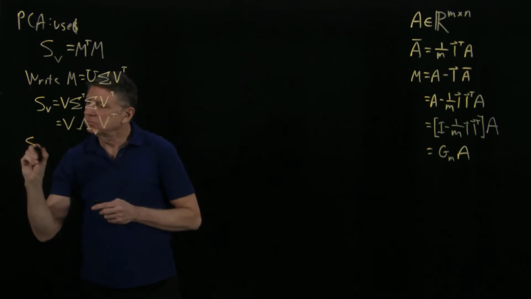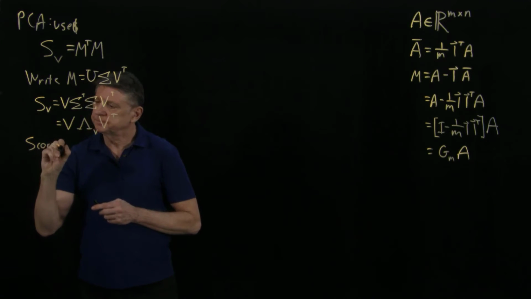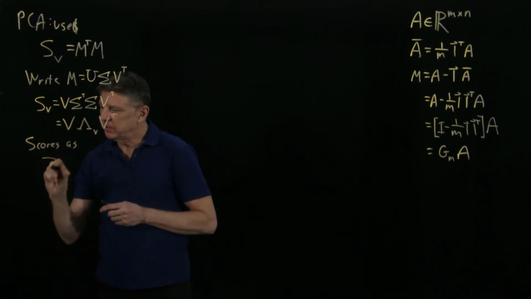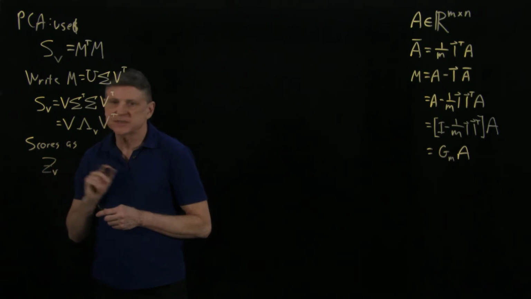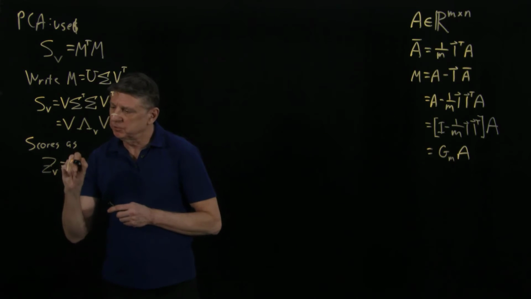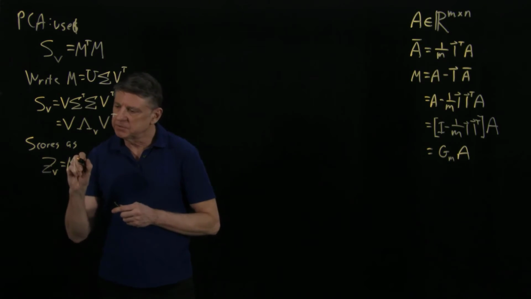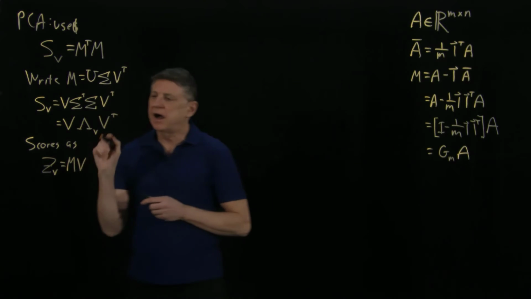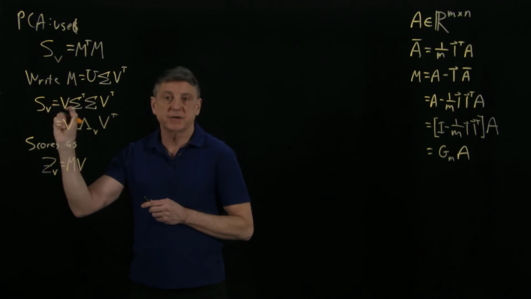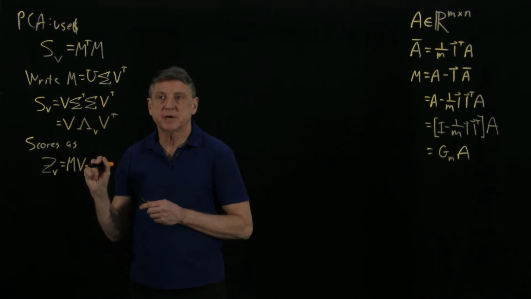We would then write the scores, so the way we wrote that is we called them scores, and now let's subscript it with a V, and we said that that was the zero mean data times the eigenvectors of the variable style scatter matrix. So that was M times V.